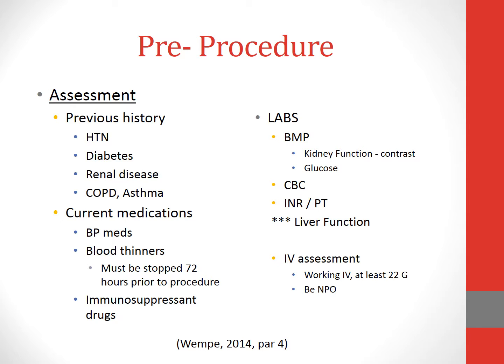We need to check the liver function in this type of patient. That's not something that an IR nurse is normally responsible for. However, in this case, you need to know the previous liver function of this type of patient. You need to place a working IV in your patient, at least 22 gauge, and make sure this patient has been NPO.